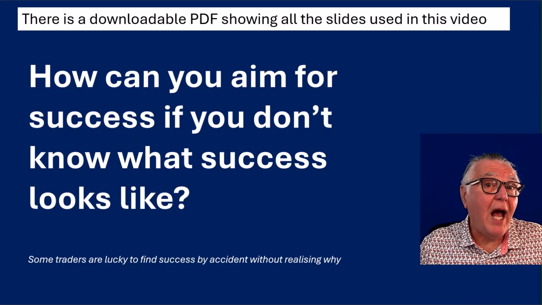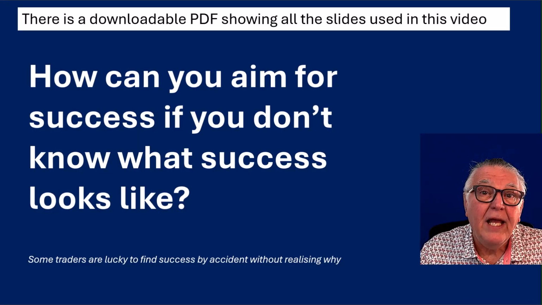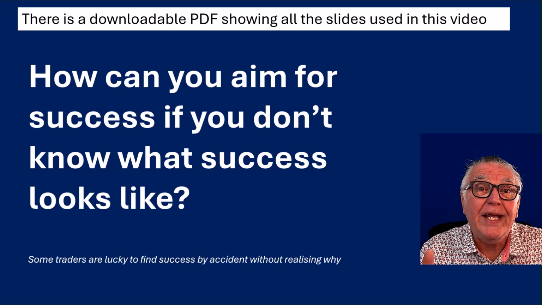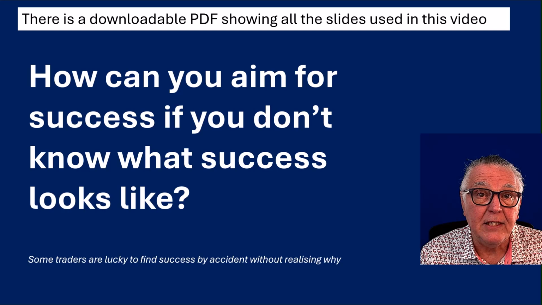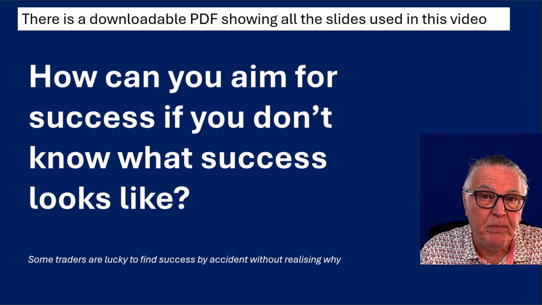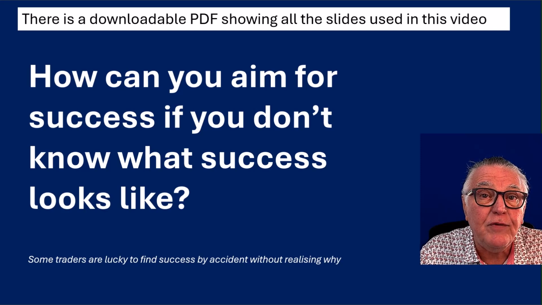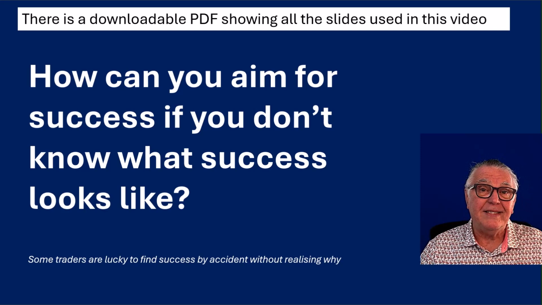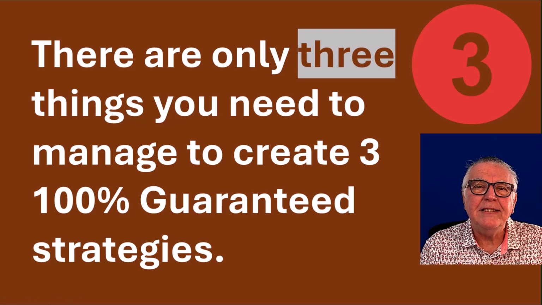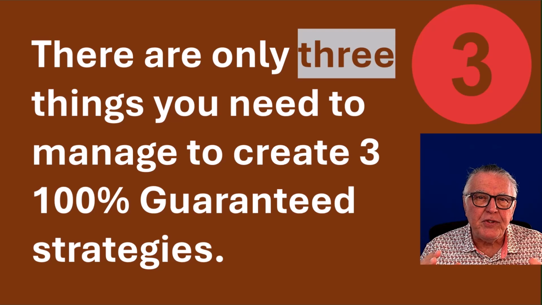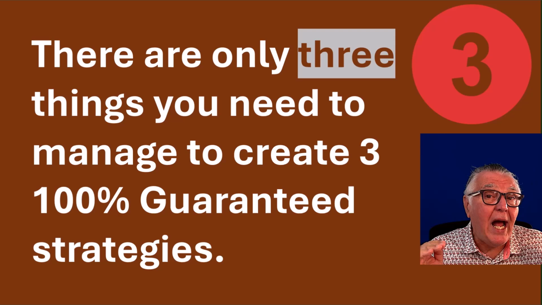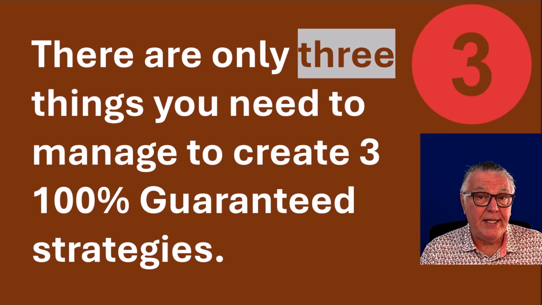So the concept is, how can you aim for success if you don't know what it looks like? And in this video, I'm going to show you exactly what success looks like. And it's going to be very, very simple. There are only 3 things that you need to focus on for complete success. So as I've said, there are only 3 things that you need to manage, and you can manage it to create the 3 100% guaranteed trading strategies.